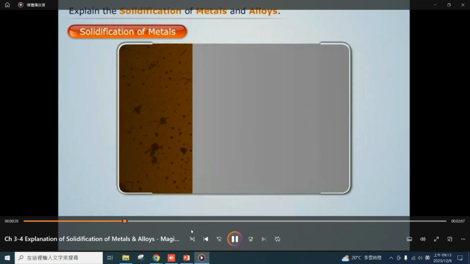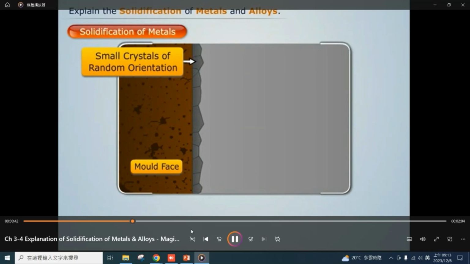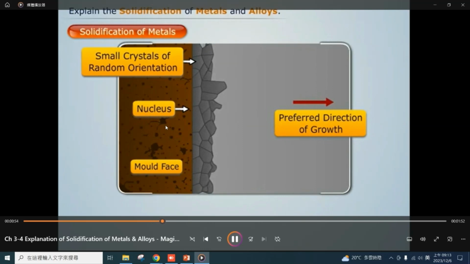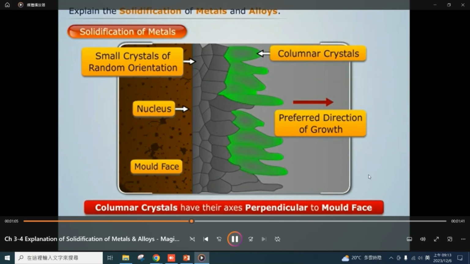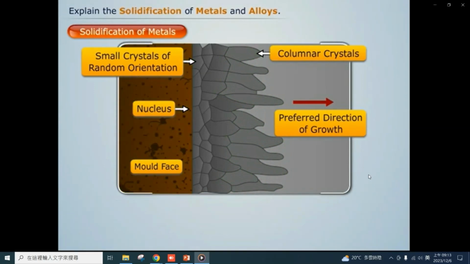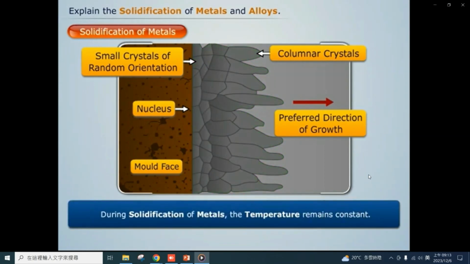After some time, we see that the molten metal solidifies in the form of randomly oriented crystals. The region where the crystals are formed acts as the production area and is called the nucleus. As the metal solidifies further, we see that the shape of the crystals changes to long crystals, having their axis perpendicular to the sides of the mold. Thus, the shape of the metal crystals formed is shown. Note that during solidification of metals, the temperature is constant.